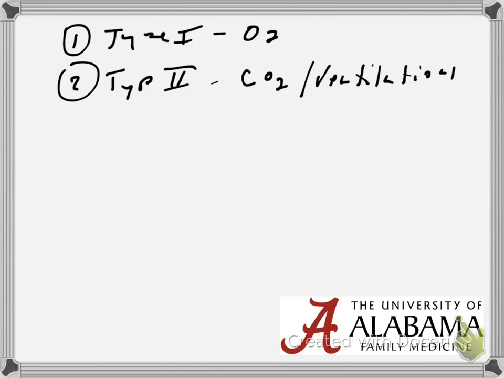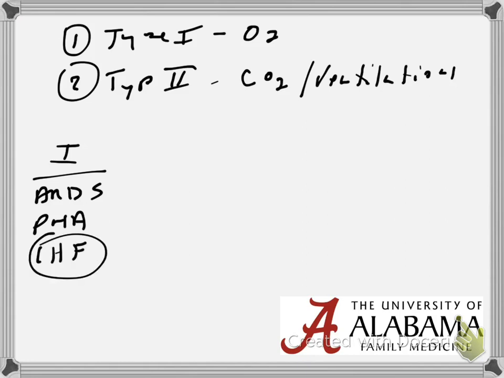Your type 1 patients are going to be your ARDS patients, your pneumonia patients, and your CHF patients. CHF is probably the most common type 1 patient that we actually see and treat, and it has a very, very good indication for using BiPAP. Your type 2 patients, your ventilation patients, are your COPD and asthma patients. Most commonly, this is going to be your COPD exacerbation. That's what we're actually going to see.